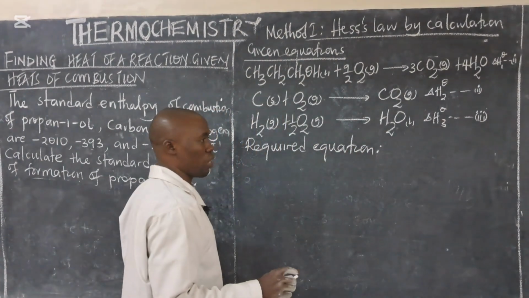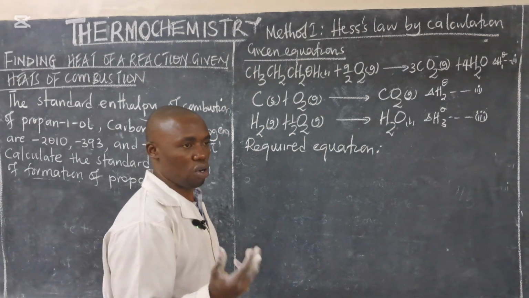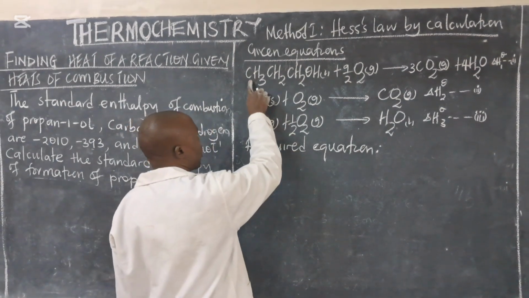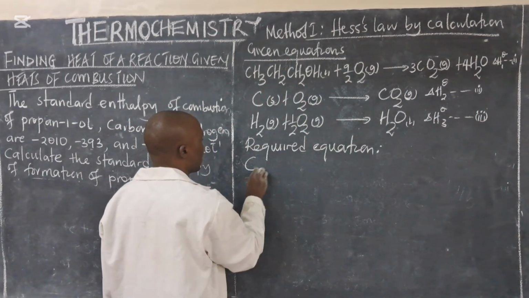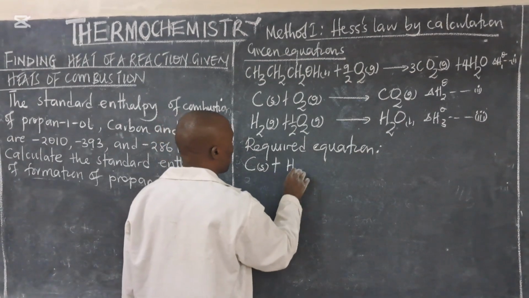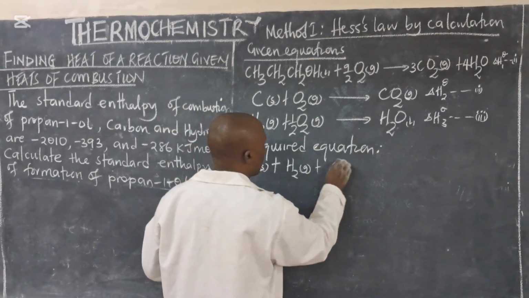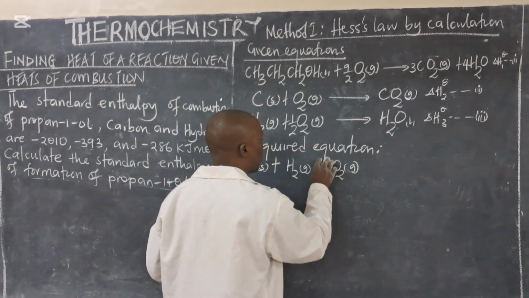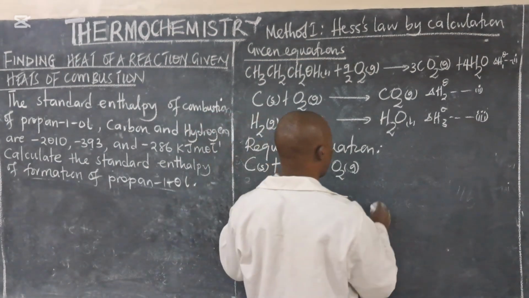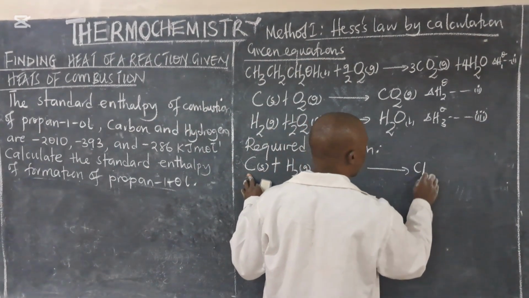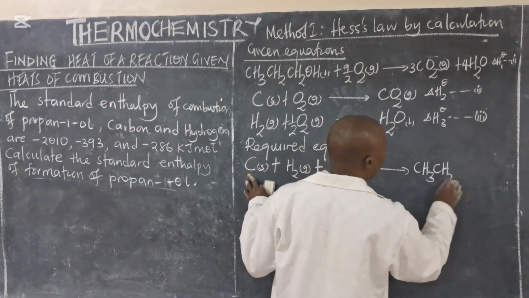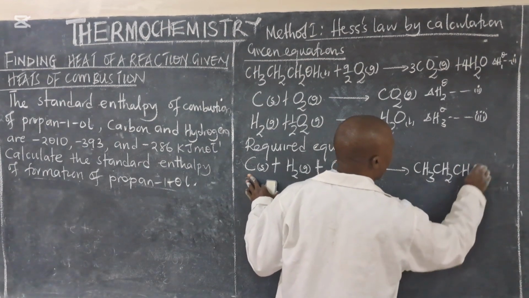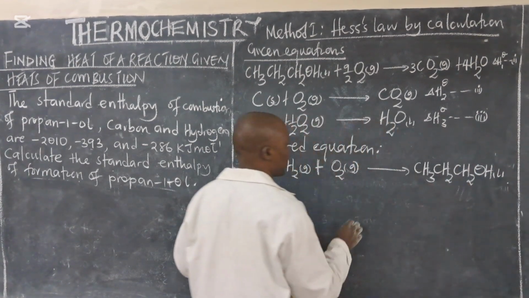So we are required to write how propan-1-ol is formed. Propan-1-ol contains carbon, hydrogen, and oxygen. So write all elements in their normal physical states. Oxygen is a gas, hydrogen is a gas, carbon is a solid. So you get propan-1-ol. So this is what we want.